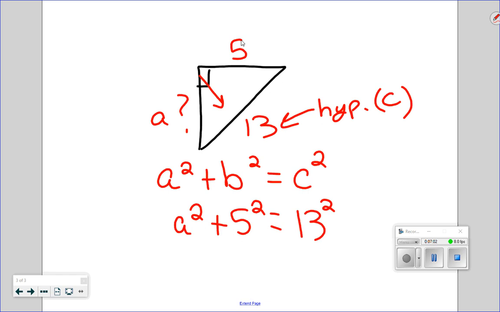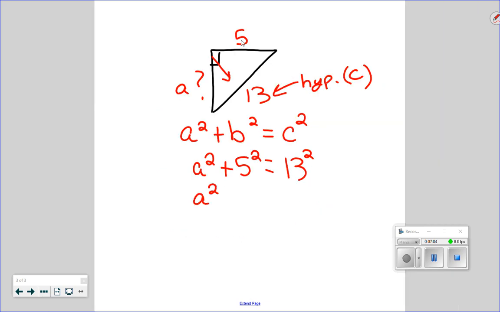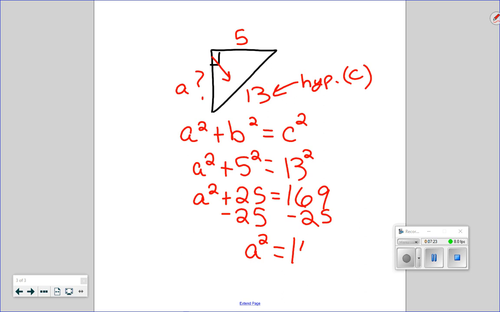So now we start solving. Exponents first, so a squared plus 25 equals 169. You need a minute to do that, or take out a calculator if you don't know 13 squared. And then we start solving for a squared. So just like a normal equation, we subtract 25 from both sides. And we end up with 144 equals a squared.